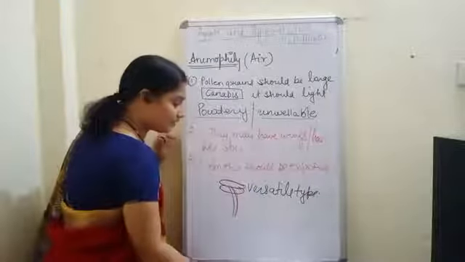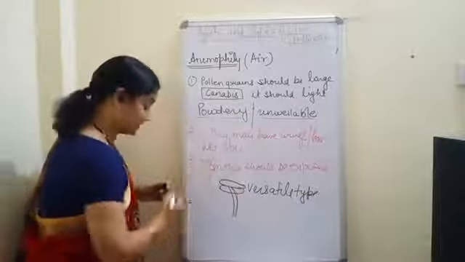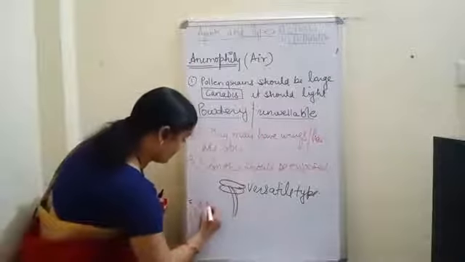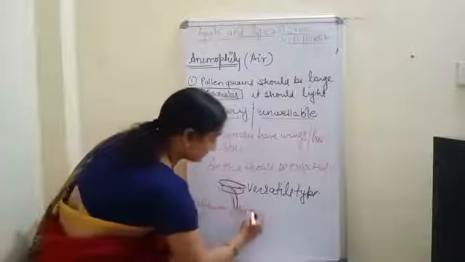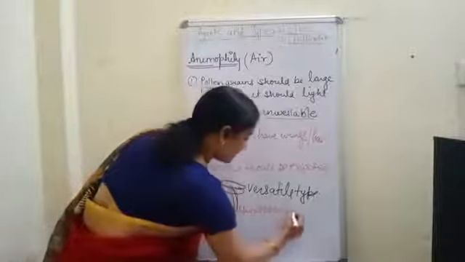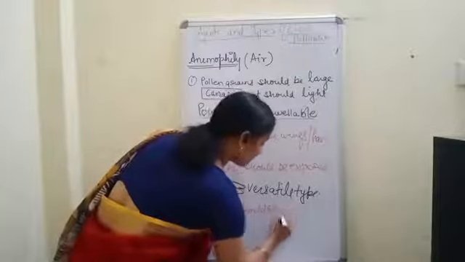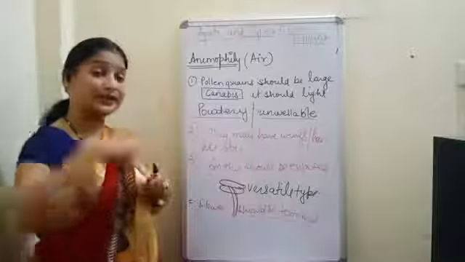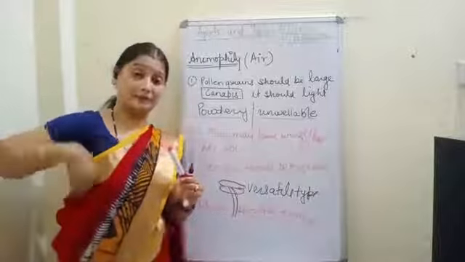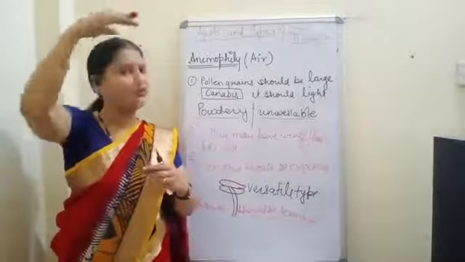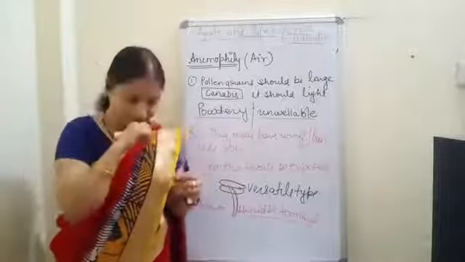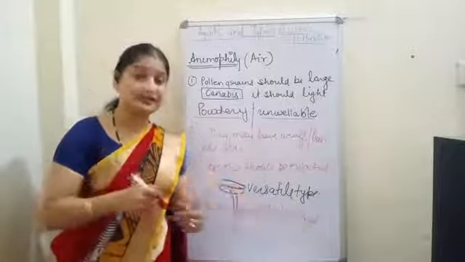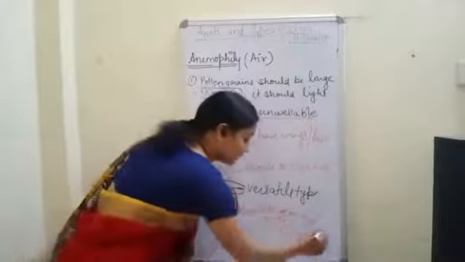Clear? These are some important examples. Next, flower should be terminal. Terminal means it should be at the tip, at the tip of the plant, at the top of the plant. And if it is at the top, very easily, with the help of wind, if the pollen grains come, then they can easily stick on the stigma. So it should be terminal.